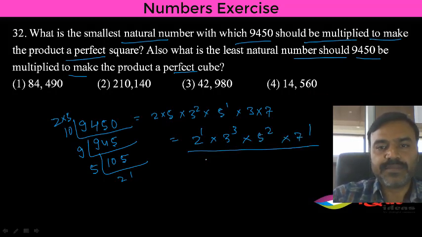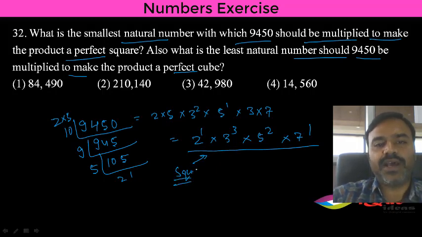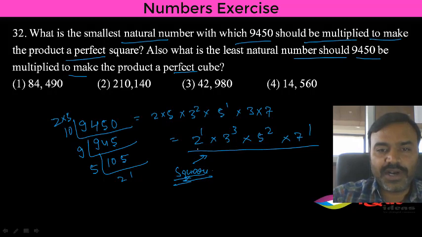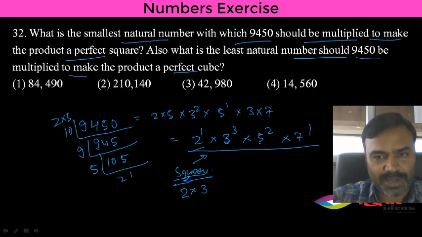This is the number. Now what should I multiply to this to make a square? Understand that in a square, all the powers should be even. Here it is 2 raised to 1, so we need to multiply by a 2. 3 raised to 3, so we need to multiply by a 3, so that it becomes 2 raised to 2 and 3 raised to 4. 5 square, so nothing doing, you don't need to multiply by 5.